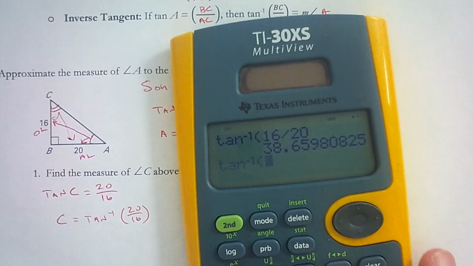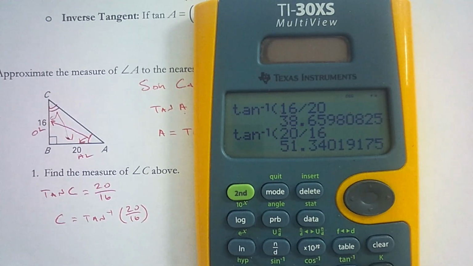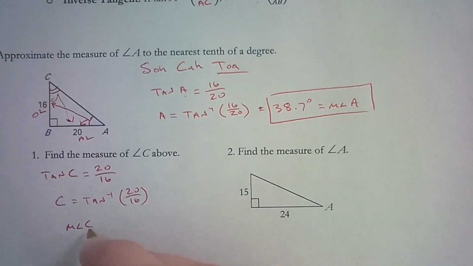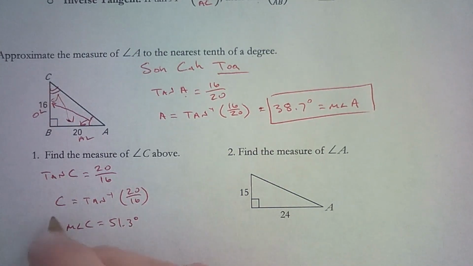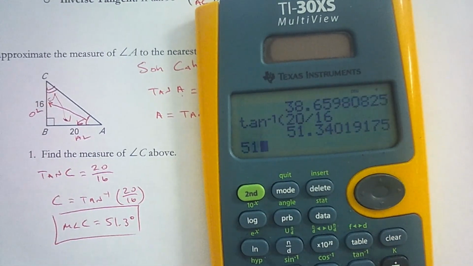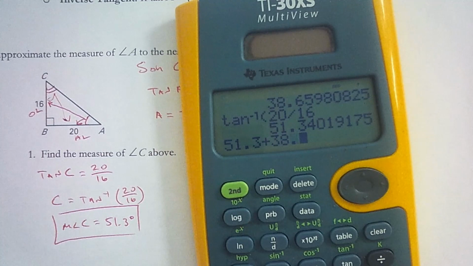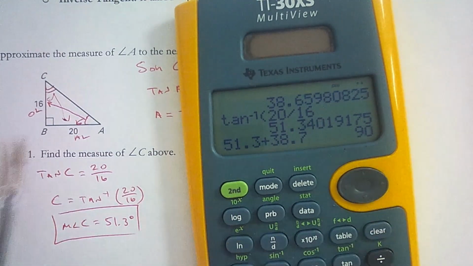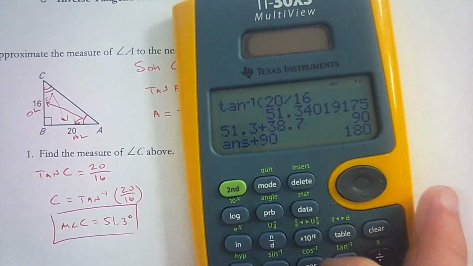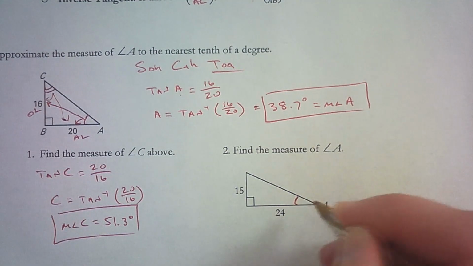So second tangent, 20 over 16 is 51.3 degrees. So the measure of angle C is 51.3 degrees. Now notice if I add those together, so we have 51.3 plus 38.7, we get 90. And if I add that 90 right there, we get 180, which is how many degrees we need in a triangle.